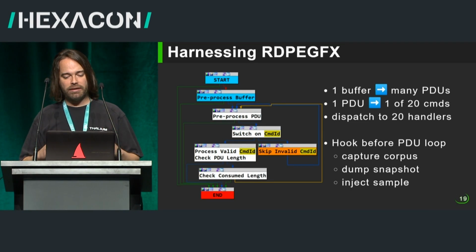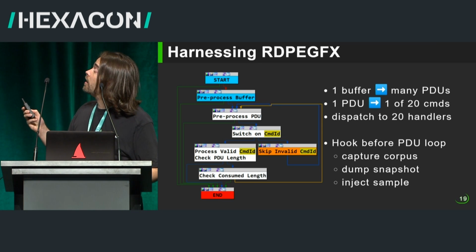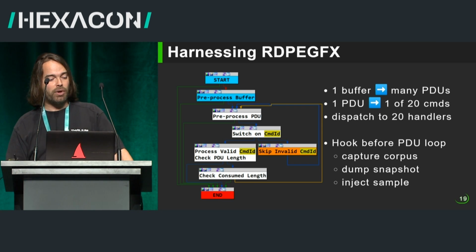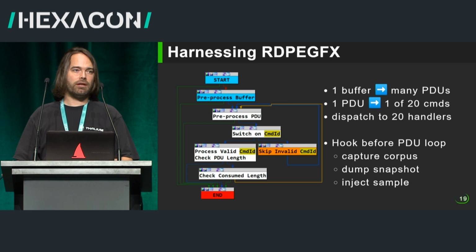And the red nodes regroup every exit condition of the loop. So we placed a hook just here at the end of the blue part, just before the loop. We use it to capture corpus during a live session, to create our snapshots and inject our fuzzing data.